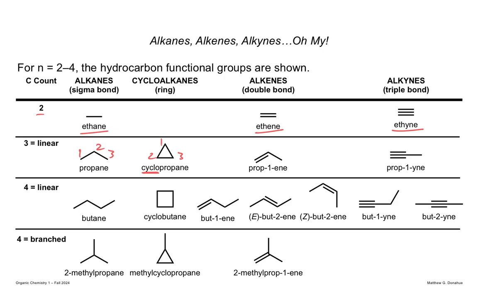The alkene would be prop-1-ene. I learned it this way, 1-propene. Again, that number tells you where the double bond starts. You can do it that way as well. Just shove it into the middle of the name. And 1-propyne.